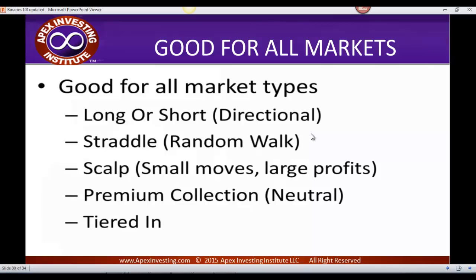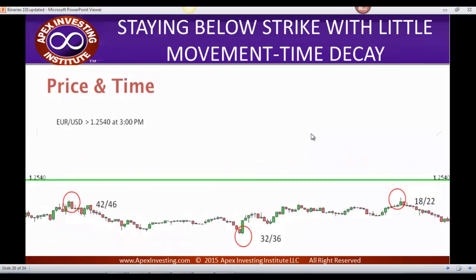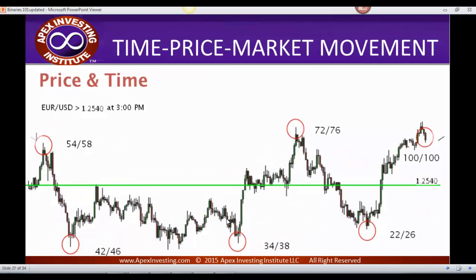Scalp. What is a scalp? Well, like I just showed you there. Hey, market's down here, but I think it's going to pop up before expiration. I'm going to buy it at 38. Gets up here. I'm just going to get out of it at 72. I scalped it and made 34 bucks real quick.